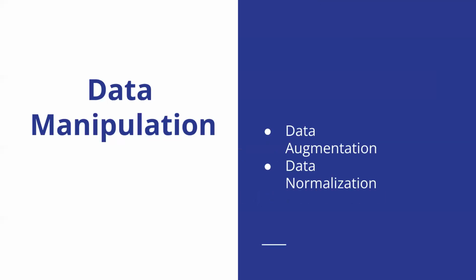So we start by data manipulation. In data manipulation, we talk about data augmentation and also data normalization, right? How can you process your data before actually feeding it to a model, to kind of improve your model accuracy somehow?